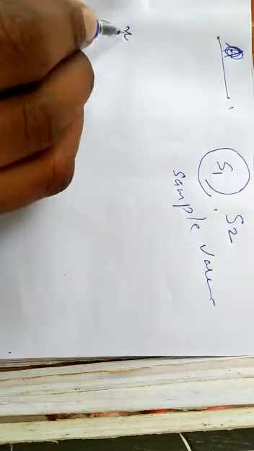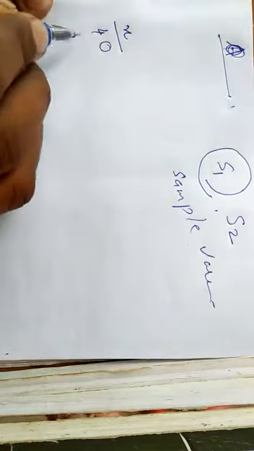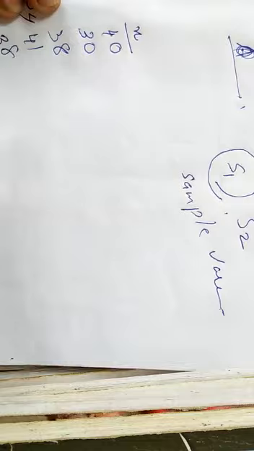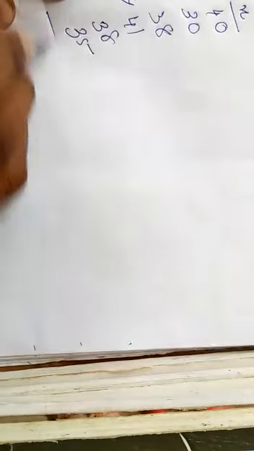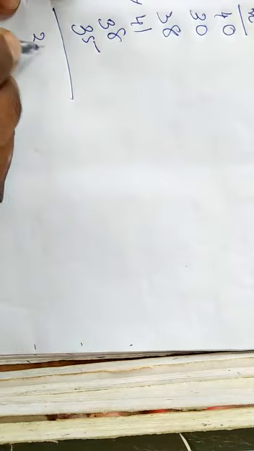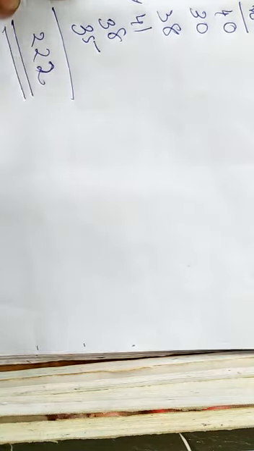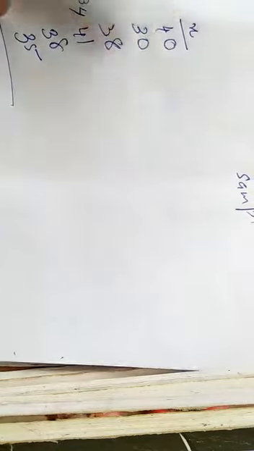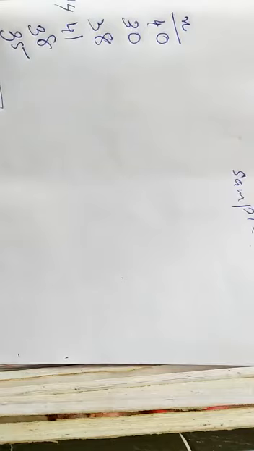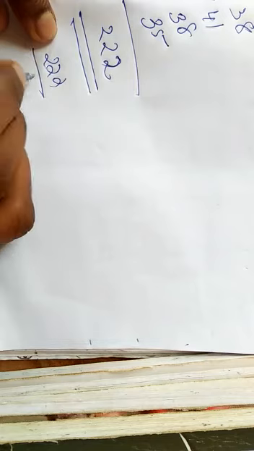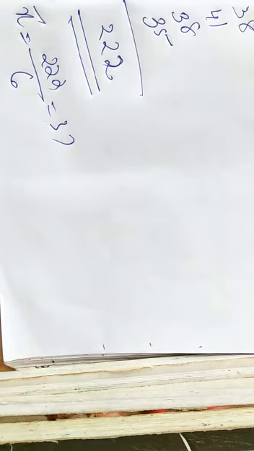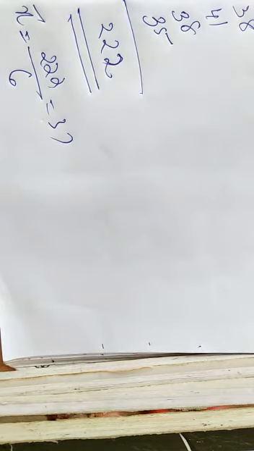You take the first sample: 40, 30, 38, 41, 38, 35. The sum is 222. You take a calculator and add these sample values, you get 222. 222 divided by 6, you get 37. That is x bar, the average.